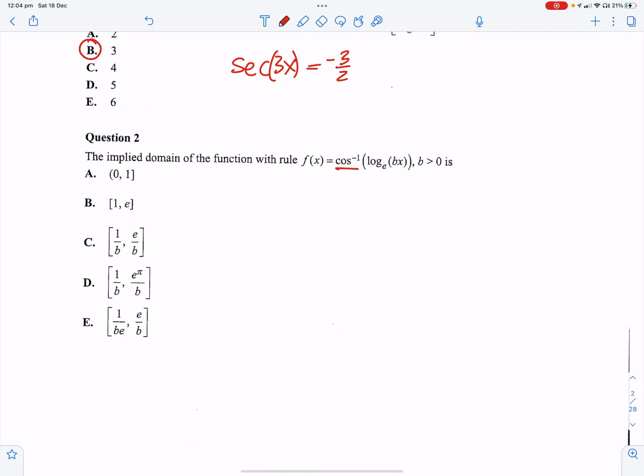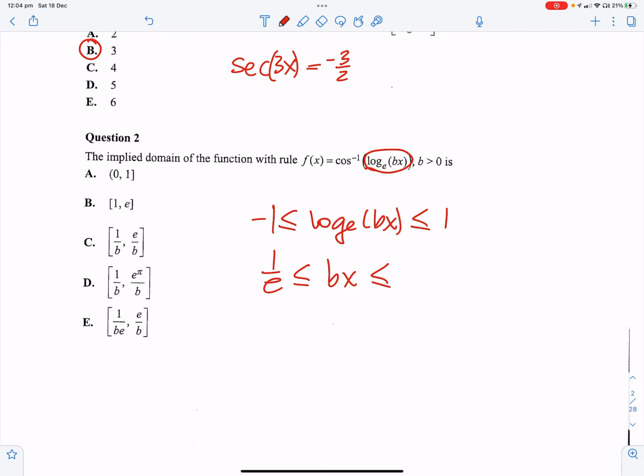Okay, the implied domain of this function. So we know cos inverse of x is defined between negative 1 and 1, so we can only find values for negative 1 less than log e of bx, which is less than 1. I've got 1 on e, when I e the outside, is less than or equal to bx, which is less than or equal to e. If I divide the b out, 1 on eb is less than x, which is less than e on b. So 1 on eb to e on b.